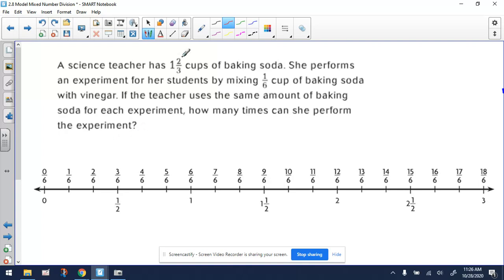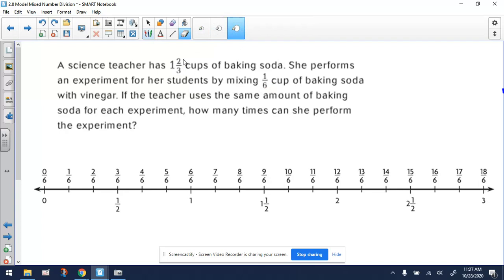It says a science teacher has 1 2/3 cups of baking soda. She performs an experiment for her students by mixing 1/6 cup of baking soda with vinegar. If the teacher uses the same amount of baking soda for each experiment, how many times can she perform the experiment? So we're really finding out how many equal groups of 1/6 are in 1 2/3. Now, if we're going to model this, we would want to think of a common denominator, and we would probably use 6s. Why? Because if we were adding these two things, right, wouldn't we use 6s?